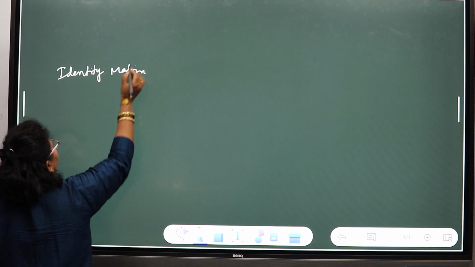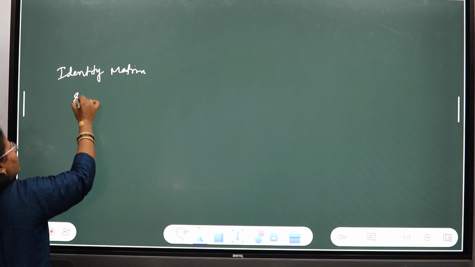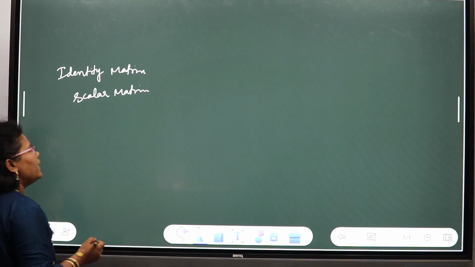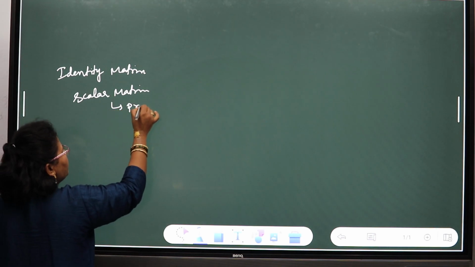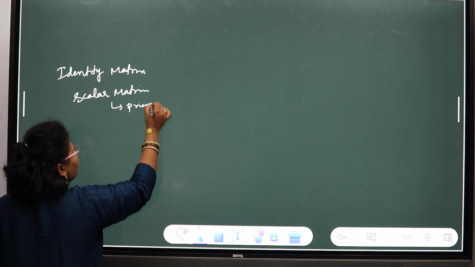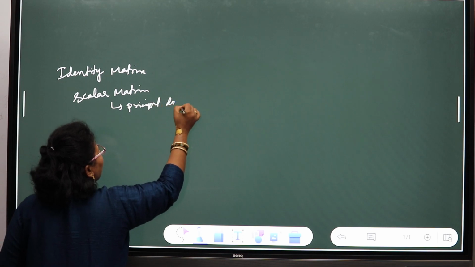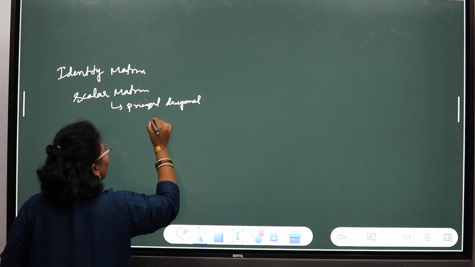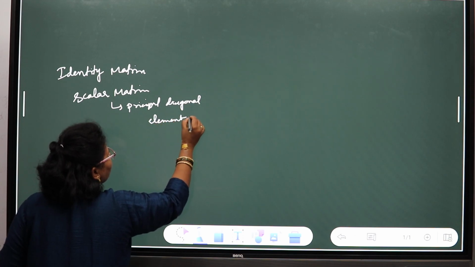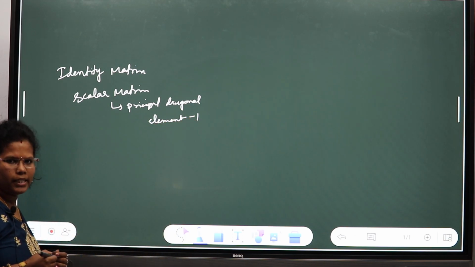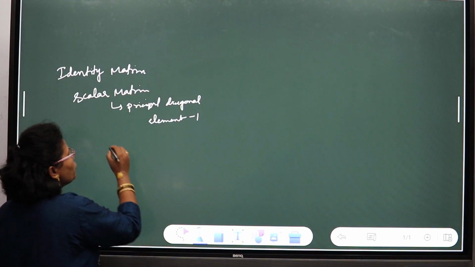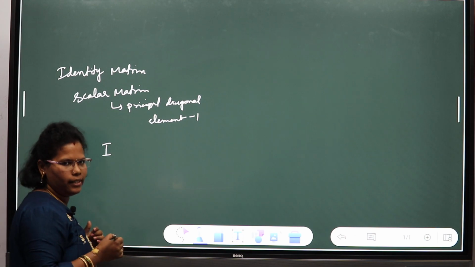So what is an identity matrix? It's a scalar matrix. Then what is the condition? My principal diagonal elements must be 1. If your principal diagonal elements are 1, then I can say it's an identity matrix. Usually we represent it with capital I.